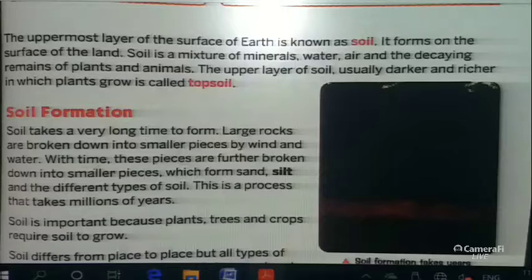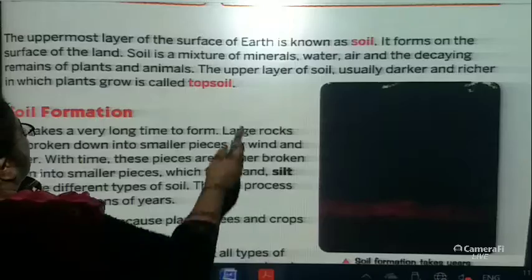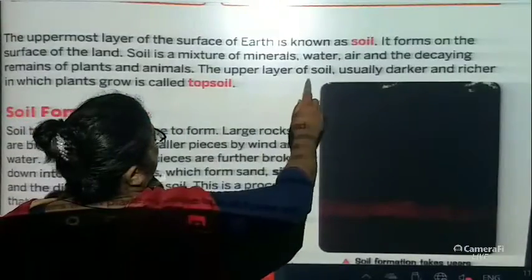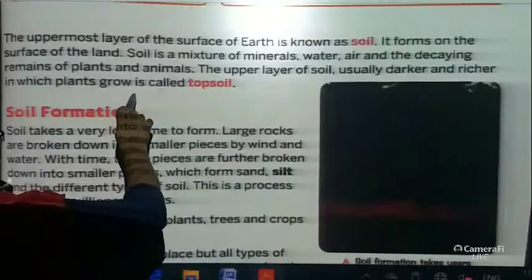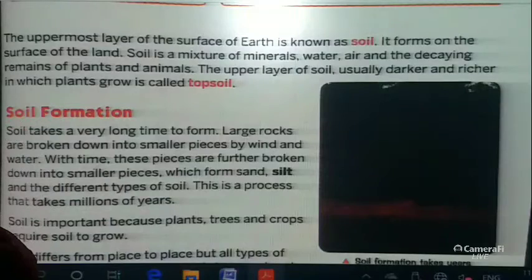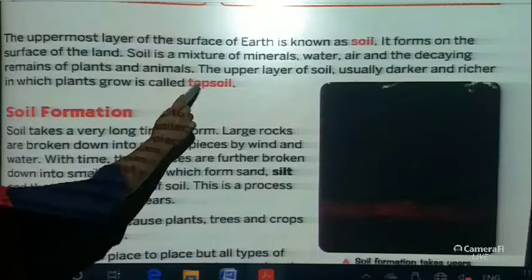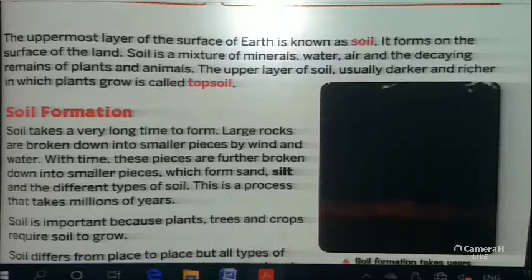Decaying remains of plants and animals are what, children? It is known as humus. Okay. The upper layer of soil, usually darker and richer, in which plants grow, is called topsoil. So we will underline from this portion till this portion. Okay. So it defines what a soil is. The question over here is, what is a soil, what is humus and which part of the soil is known as the topsoil.